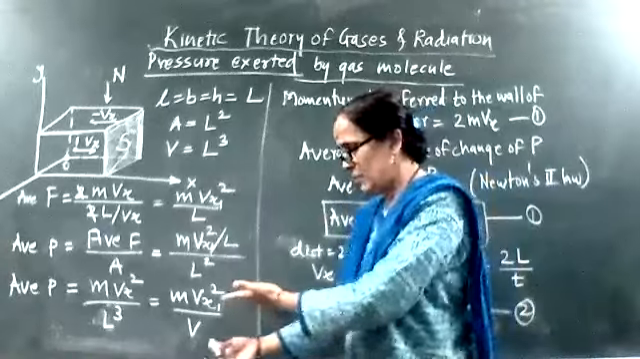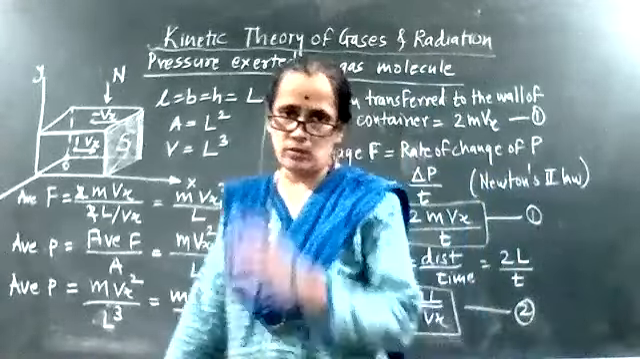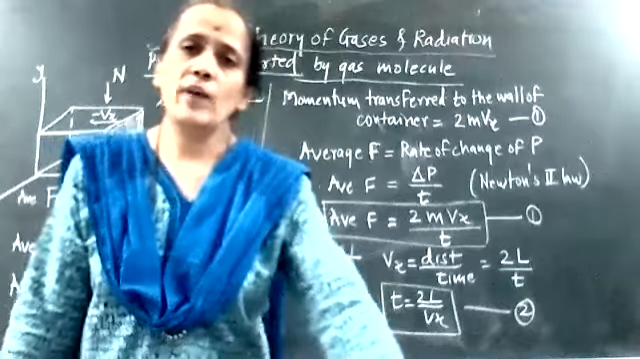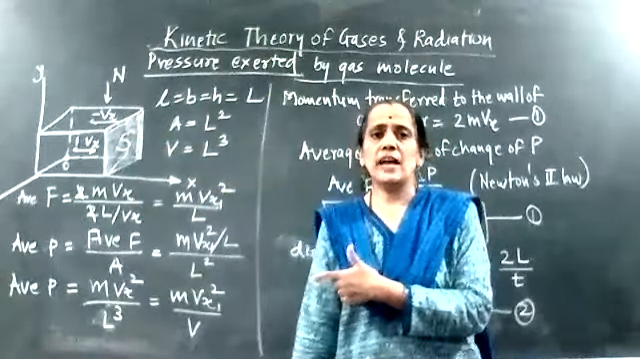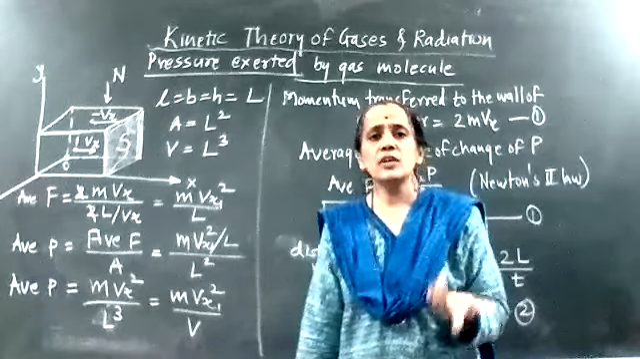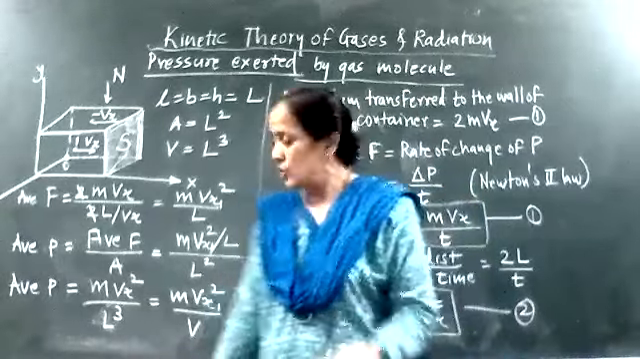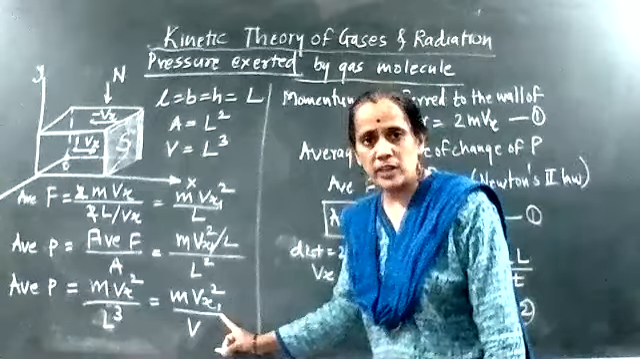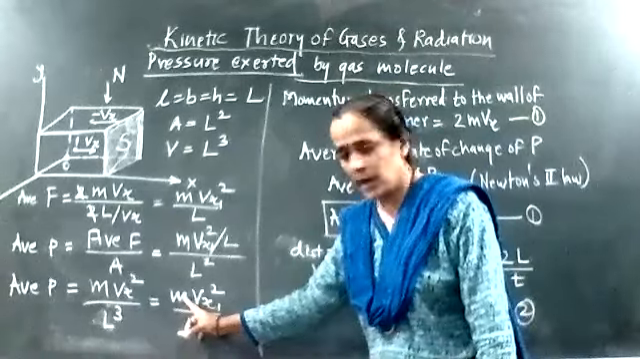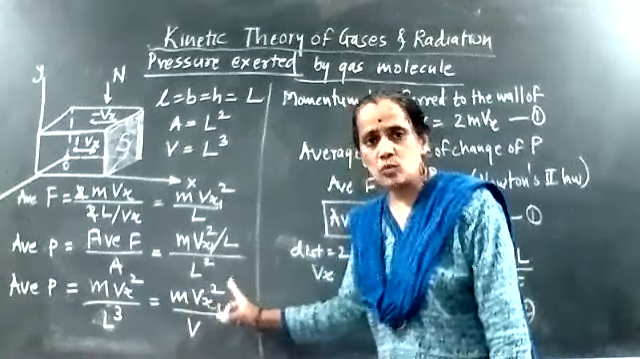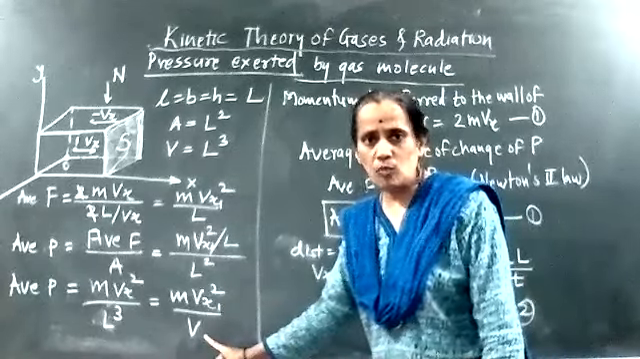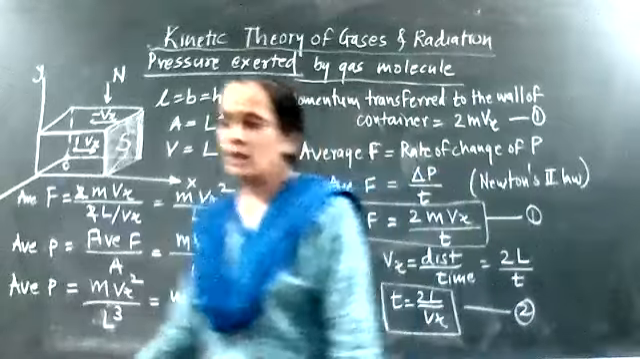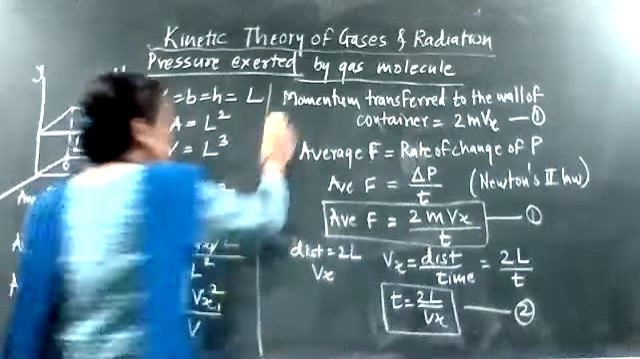So now if I am considering another molecule, second molecule, whose velocity is again parallel to the x-axis. That velocity I am going to call Vx2. So that will exert an average pressure, which is nothing but m Vx2 square upon V. V is nothing but the volume. Clear? So now I can write down here.